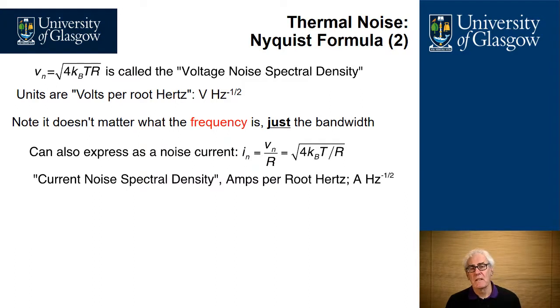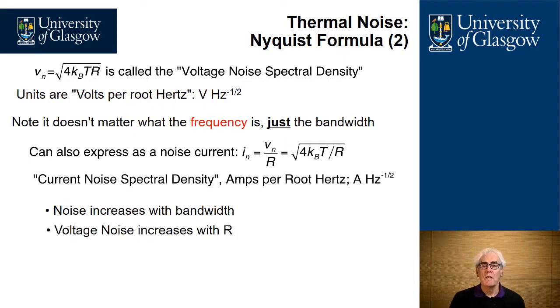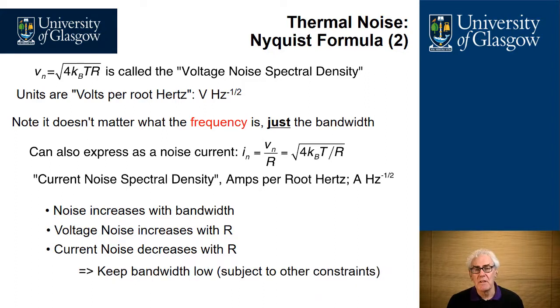And we can also express this as a noise current, which is 4kT divided by the resistance, and then take the square root of it. And current noise spectral density is always in amps per root hertz. And you can see this quoted in many data sheets for op-amps or other amplifiers. Noise voltage always increases with bandwidth, resistance and temperature, whereas current noise always decreases with resistance. So in any given design, you should try and keep the bandwidth as low as possible, as long as it can deal with the application, because that will reduce the noise level from your circuit.